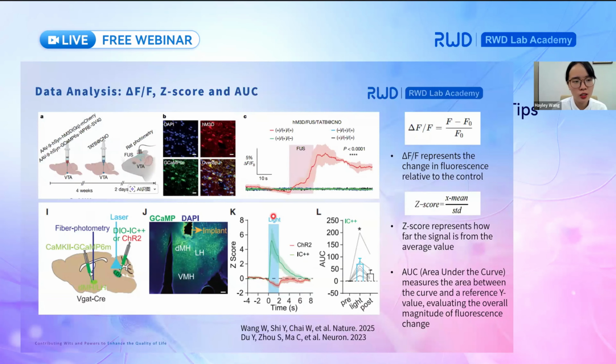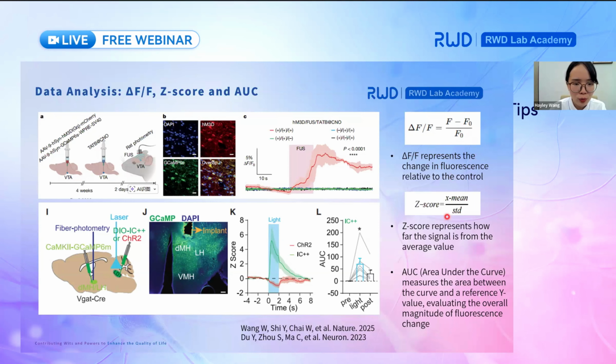After pre-processing, the last step is event analysis. In most cases, the start time of the event is set as time 0, and the fluorescence changes before and after the event are analyzed. The two most commonly used readouts are delta F over F and the z-score.